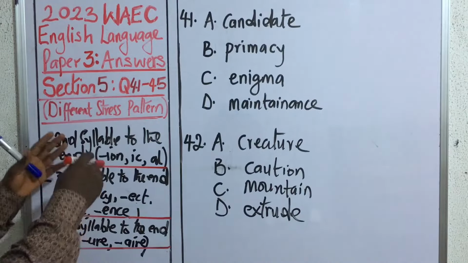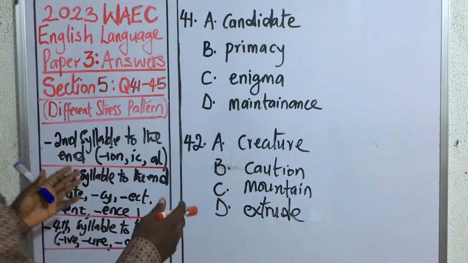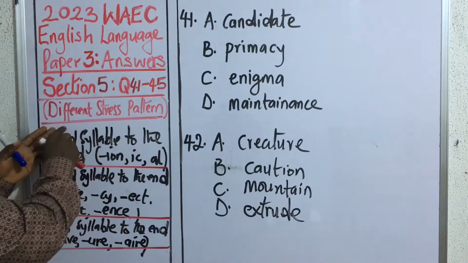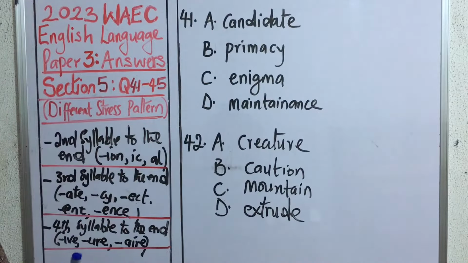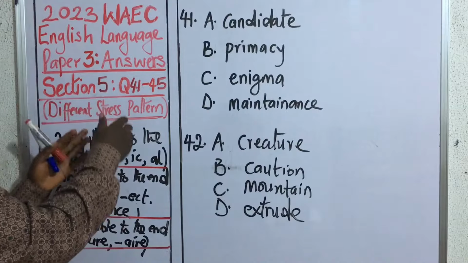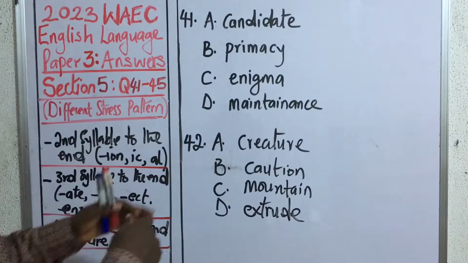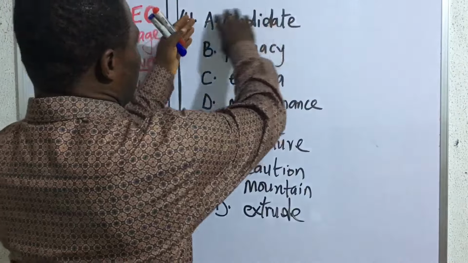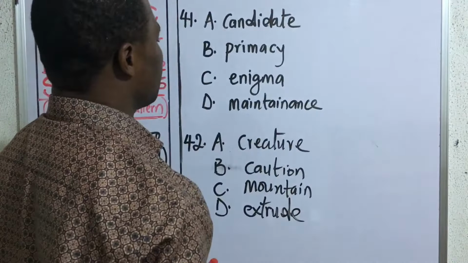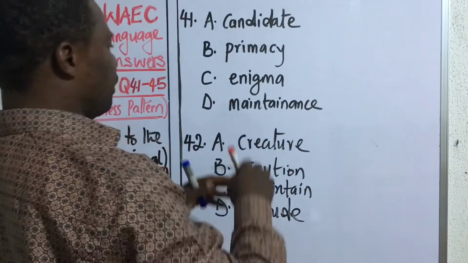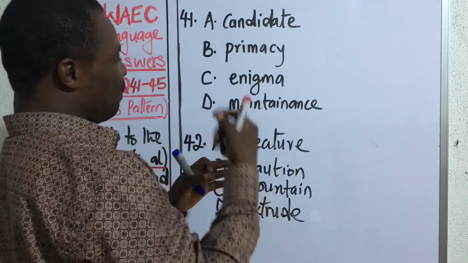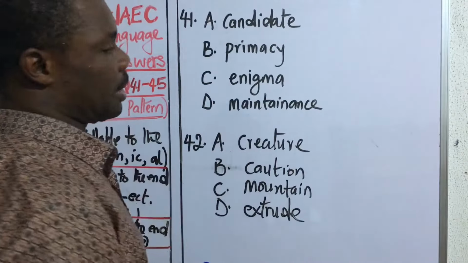Today we want to discuss section 5 of the paper, and that section covers question 41 to question 45. The section normally comes with the instruction "different stress pattern." In this section, students are asked to identify the stress pattern of a given set of words and to pick out the option that has a different stress pattern as the correct answer.